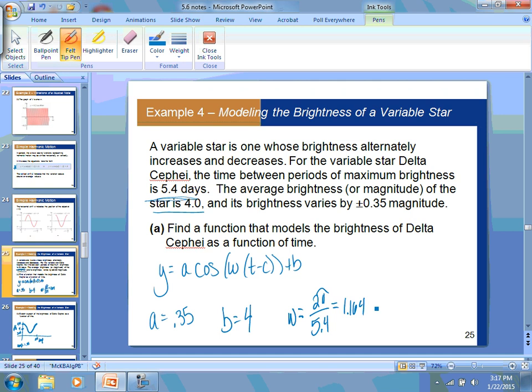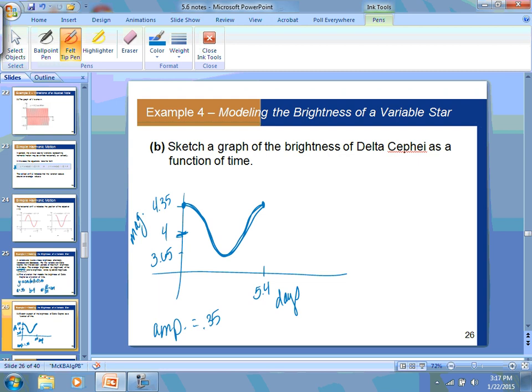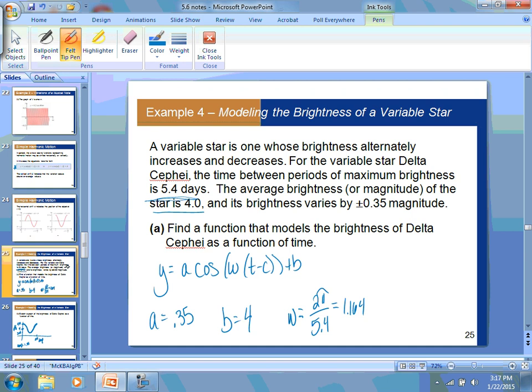Now, the graph doesn't shift at all, left or right. I'm still starting on the y-axis like a traditional cosine graph does. So I don't have to worry about this shifting here at all. So that C value, there really isn't one.